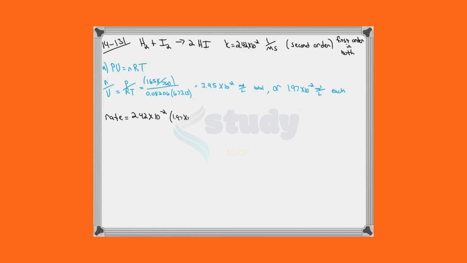The rate then will be equal to the rate constant, which was given to us, multiplied by the concentrations of each of the reactants raised to the first power, second order overall, and we get 9.44 times 10 to the negative 6 molar per second. We have units of seconds here. However, the question wants it in minutes, so we'll convert our seconds into minutes, and we get 5.66 times 10 to the negative 4 molar per minute.